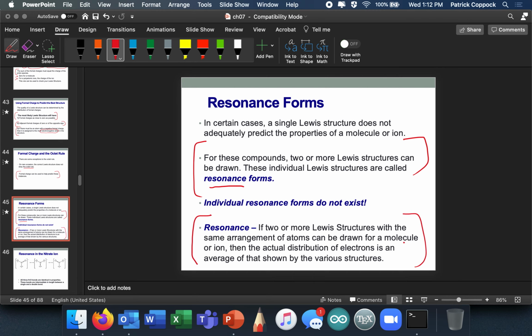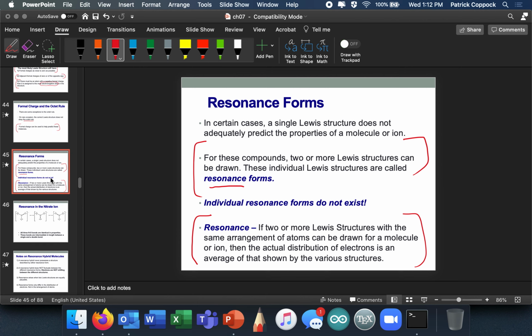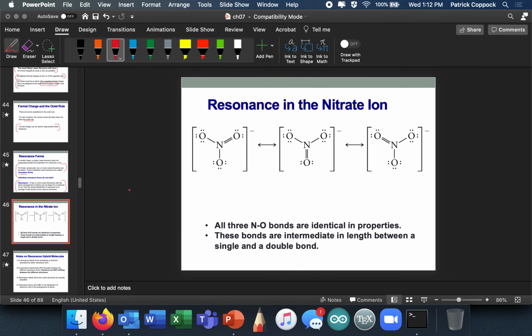Resonance: if two or more Lewis structures with the same arrangement of atoms can be drawn for a molecule or ion, then the actual distribution of electrons is the average of that shown by the various structures. We're going to take a couple of slides now to tease that out a little bit. Let's consider nitrate. If I were to ask you to draw the Lewis structure of nitrate, you might draw this here. You have a negative total charge, and then a single bond, a double bond, and so on.